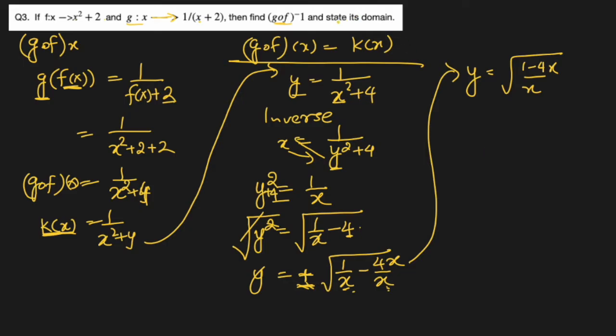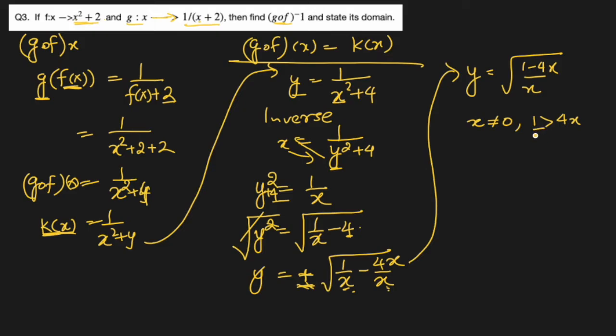Now, they're saying state its domain. Let's write its domain first, which is on this, and then we'll see what is being applied to the others. Okay, in this particular domain, x cannot be 0, right? Because if x is 0, it becomes undefined, and that is not a part of the domain. Secondly, the square root of a negative number is not possible. That means 1 must be greater than 4x.